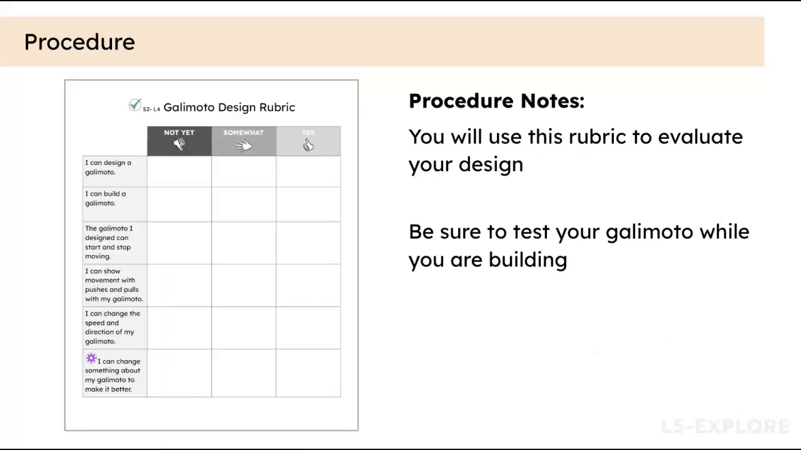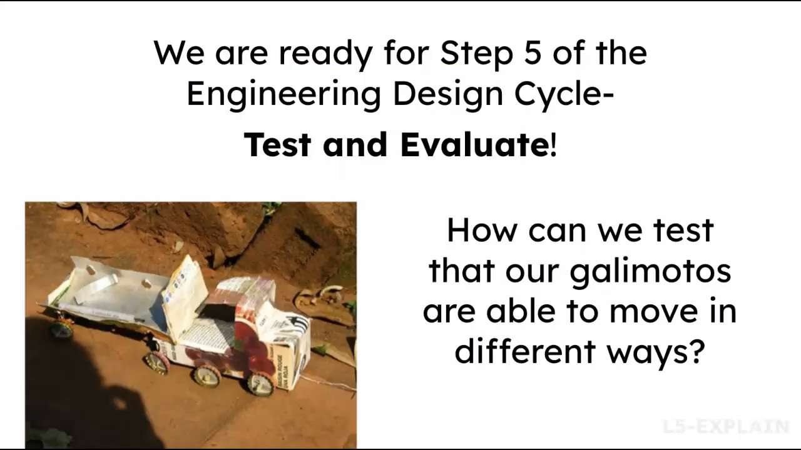You'll revisit the Galimoto Design Rubric student journal page and remind students that this is what they will use to evaluate their designs. For the Explain portion, students will test and evaluate their prototypes. You'll take student ideas and allow for initial student tests. You'll have students demonstrate a push, pull, changing speed, and changing direction with their Galimotos. Students should use qualitative measurement words to describe the movements.